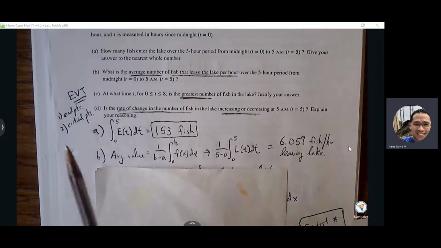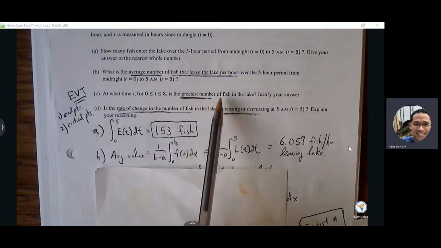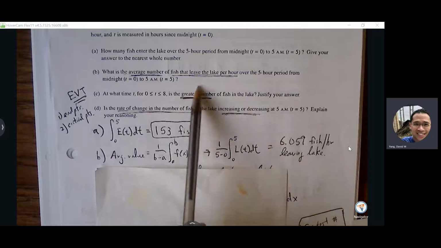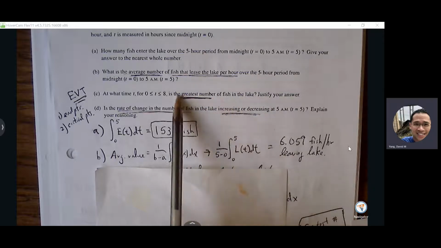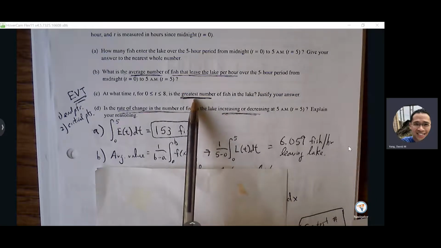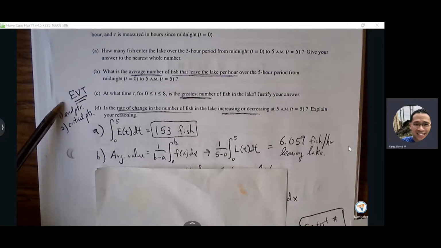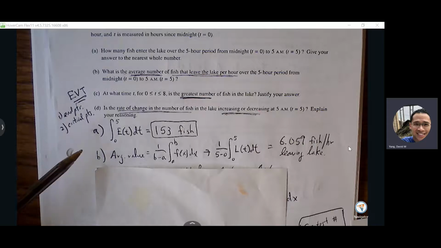Okay, part C, at what time t is the greatest number of fish in the lake? So greatest number, this is telling us to apply what? All right, anytime we're looking for absolute max or absolute min, we're looking to use the extreme value theorem, right? So the extreme value theorem says we have to test endpoints and we have to test critical points.